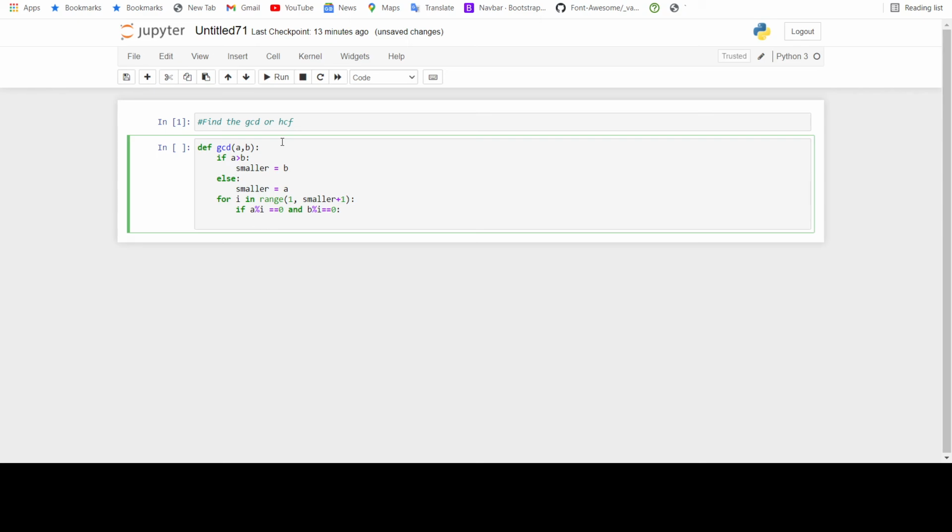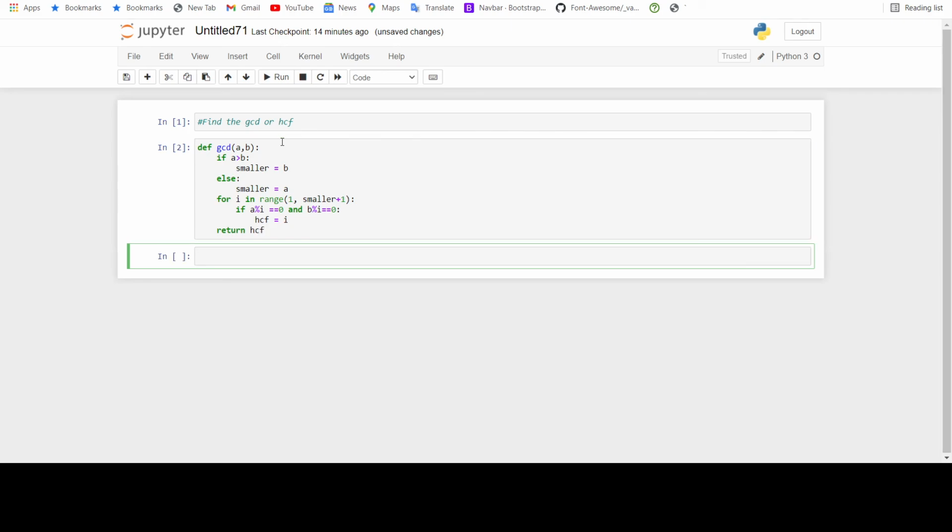If yes, then I am creating a variable HCF or GCD. I am creating HCF here. HCF is the highest number. Else we just leave this, and we are returning the HCF. What we have found, we should return this.